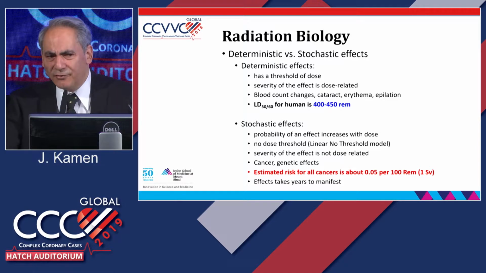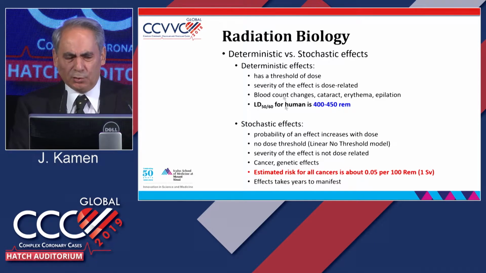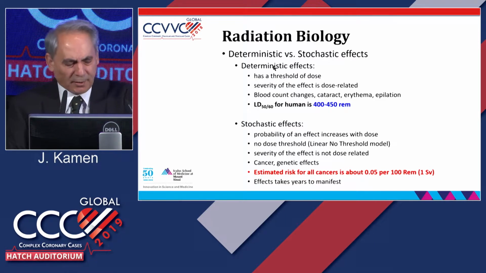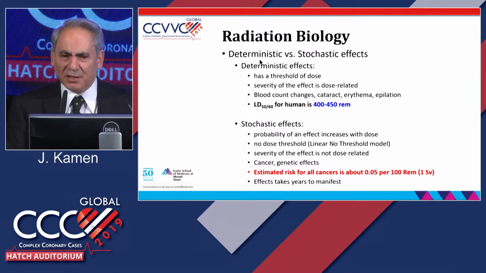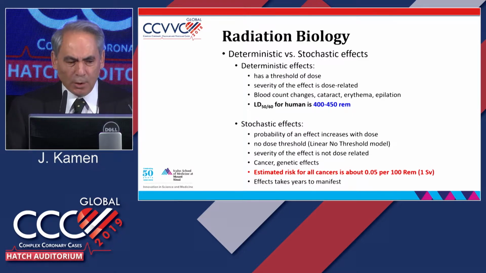Radiation biology, you have to have some background, a little bit of how much radiation is too much. First of all, there are two types of effect. One is deterministic effect, one is a stochastic effect. Deterministic means I could calculate what's going to happen to the patient, right? This type of effect has a threshold. Severity of effect is dose related, how much dose you gave. Blood count changes, cataract, erythema, epilation. These are all types of deterministic effect.